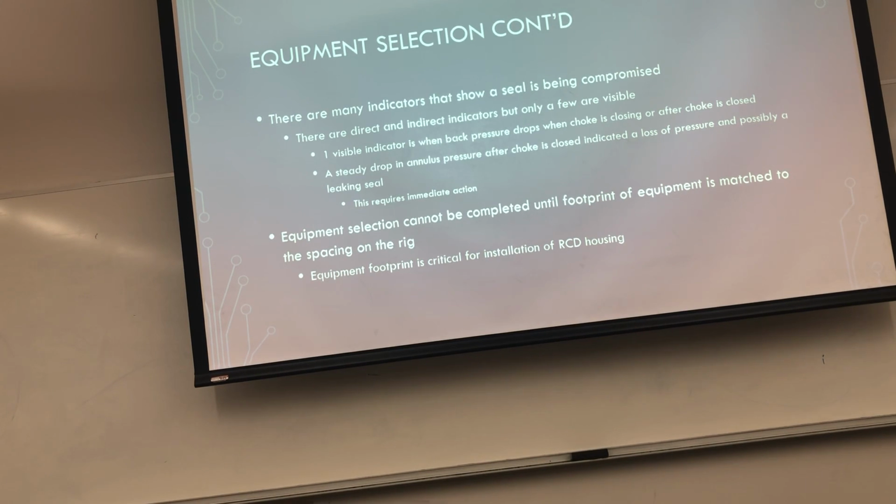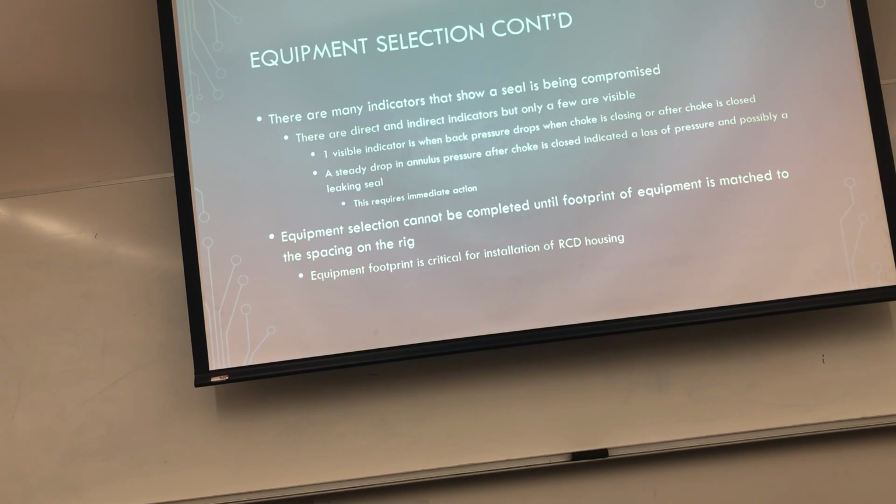And there are many indicators that show a seal is being compromised. There are direct and indirect ones, but only very few you can really see. One of them is when the back pressure drops when the choke is closing or after it's closed. A steady drop in annulus pressure after the choke is closed is another indication of loss of pressure and possibly a leaking seal. If that is the case, it requires immediate action to see what's going on and fix that before anything else.